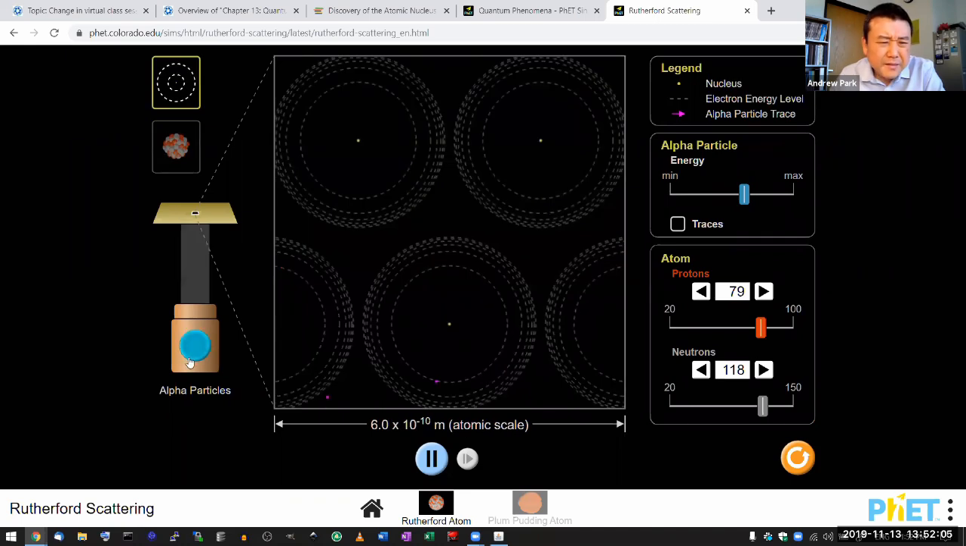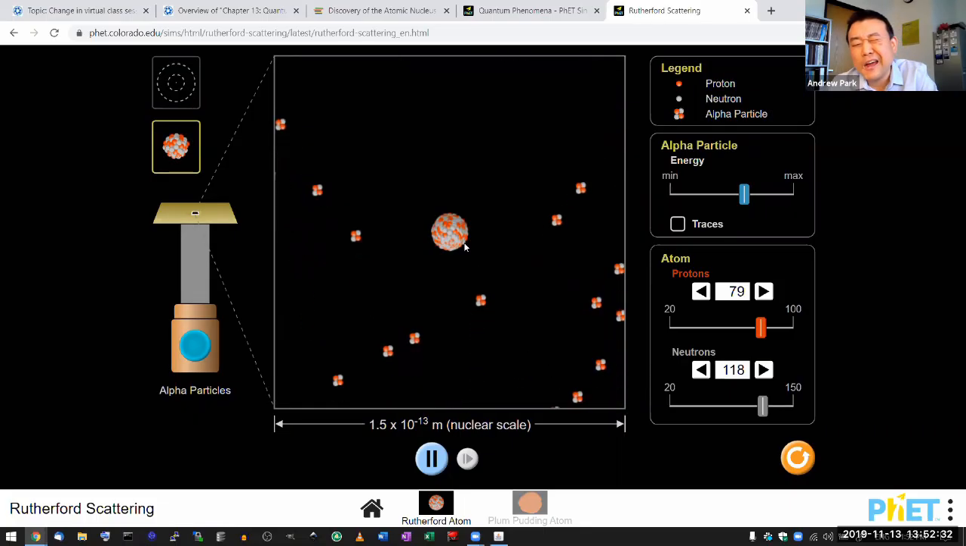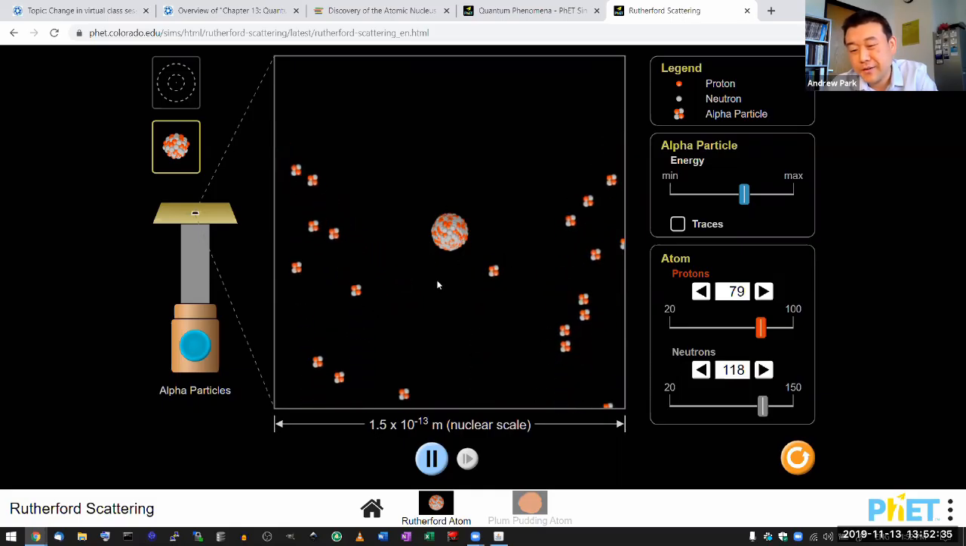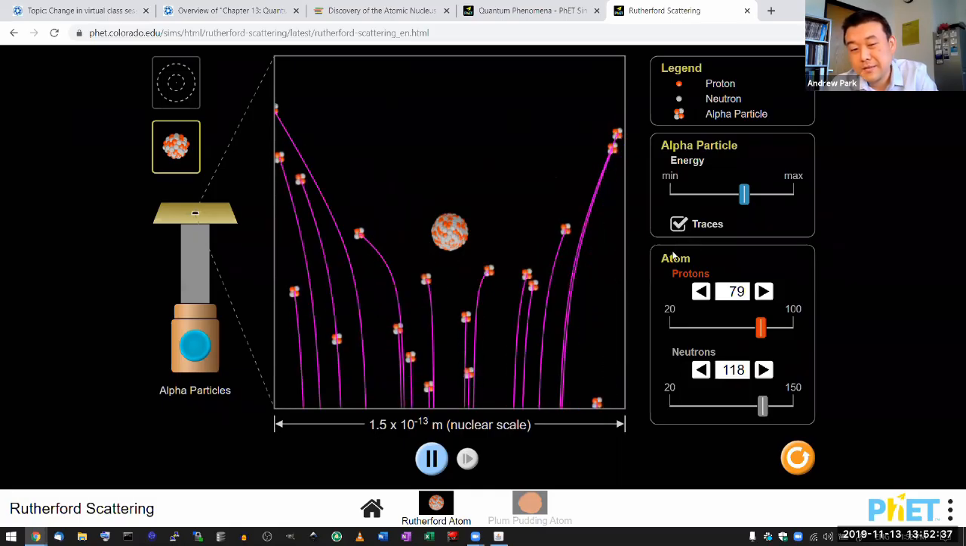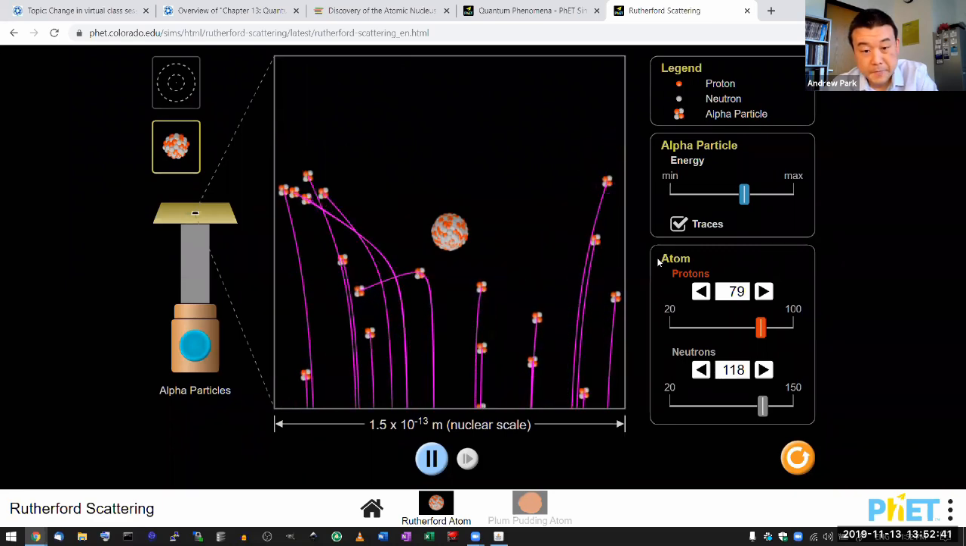Let me see what this does. I think this is a little bit too busy. There's too many things going on. Let me imagine just focusing on a single atom here. That's what the second option is. So you will have to kind of ignore what you see at the center. Let me turn on the traces that will help you see what Rutherford was seeing.